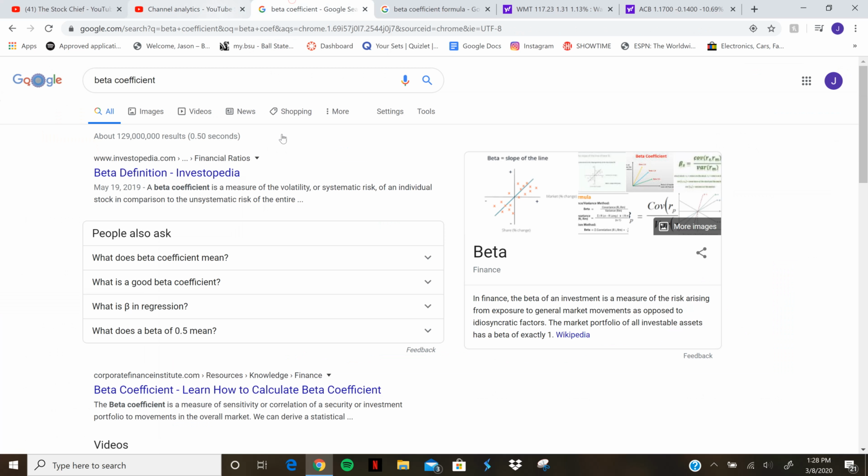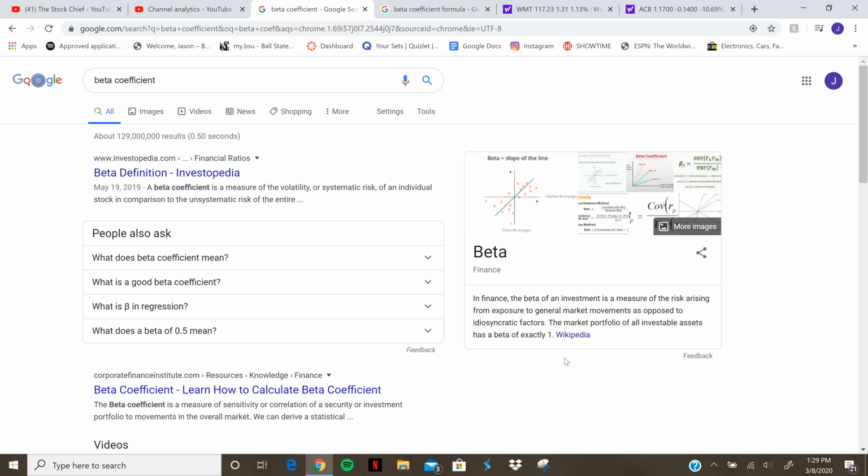First of all, what is beta coefficient? So let's read the definition over here. In finance, the beta of an investment is the measure of the risk arising from exposure to general market movements as opposed to idiosyncratic factors. The market portfolio of all investable assets has a beta of exactly 1.